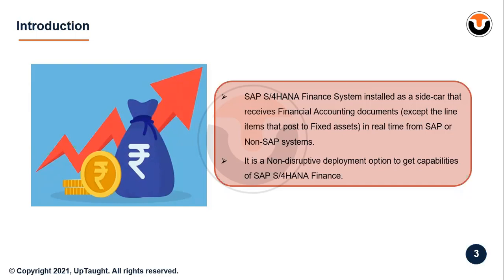So is this part clear? What is the difference between central finance and simple finance? Yes, you got an idea about that, right? Simple finance is kind of a standalone ERP system, and central finance has a collective approach where it collects the data in real time from multiple ERP systems, right?